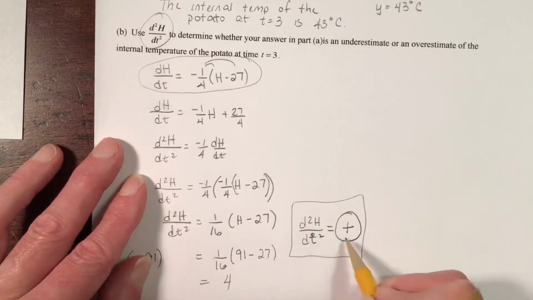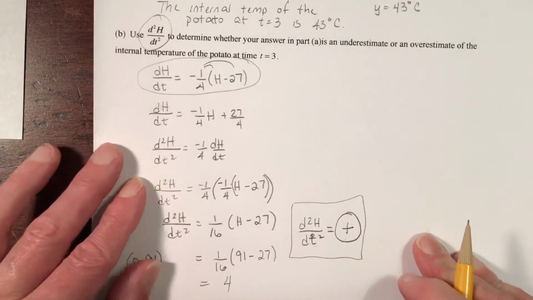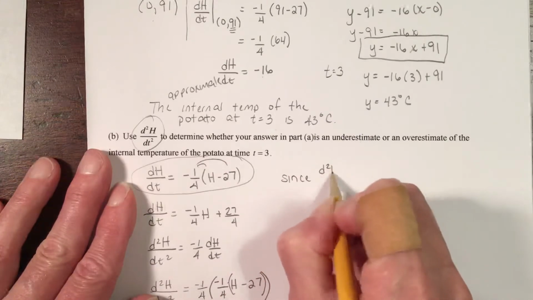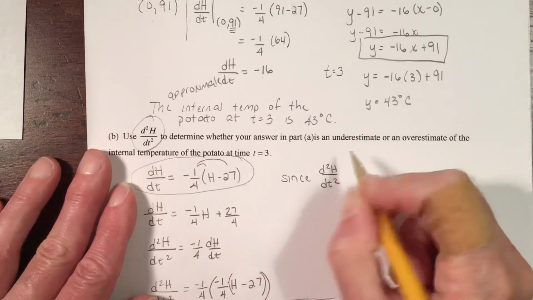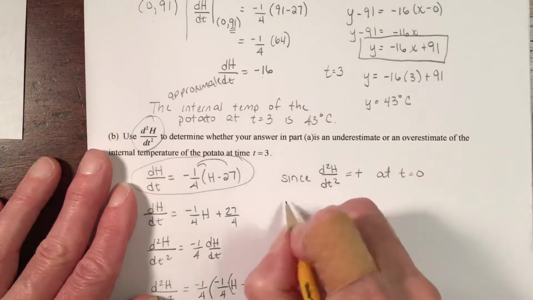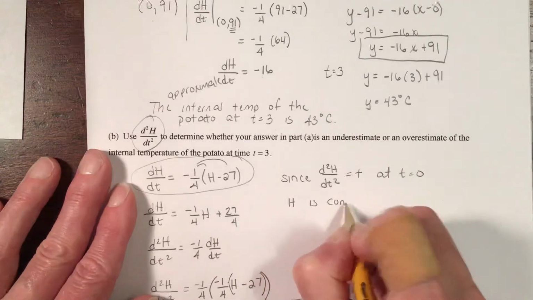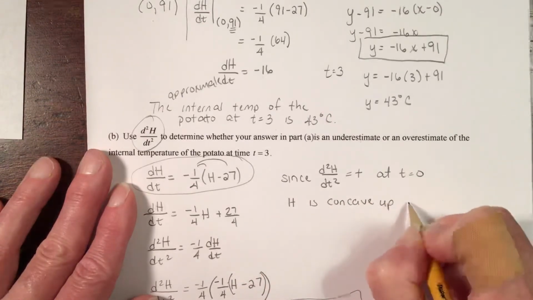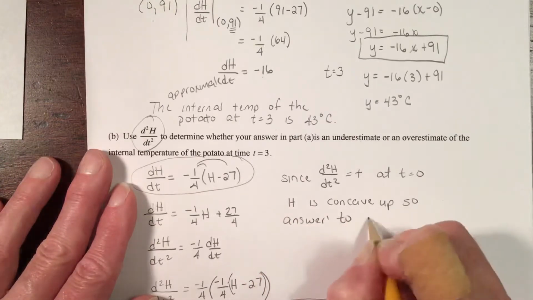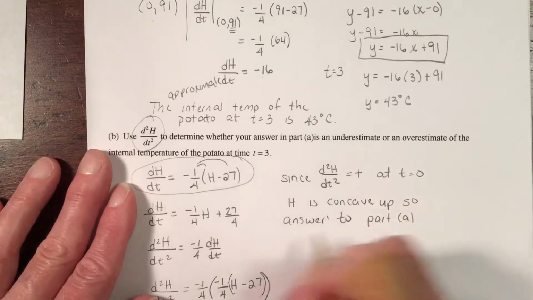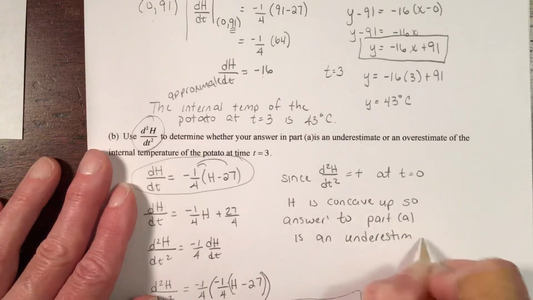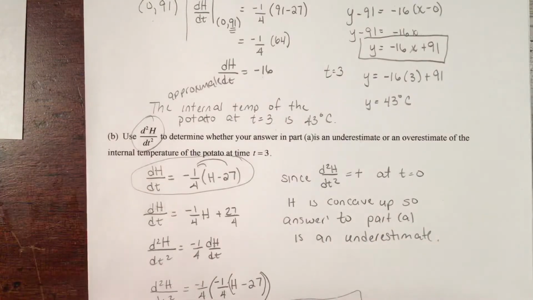Since the second derivative is positive, that means the curve is concave up. So since d squared h over dt squared is positive at t equals 0, h is concave up. So the answer to part A is an underestimate. And that's how you would go about a question of that nature.